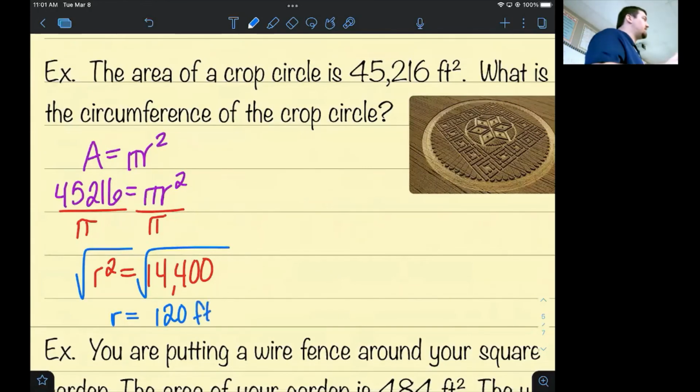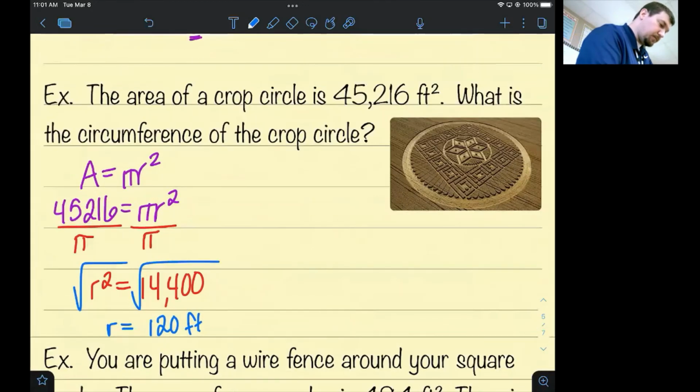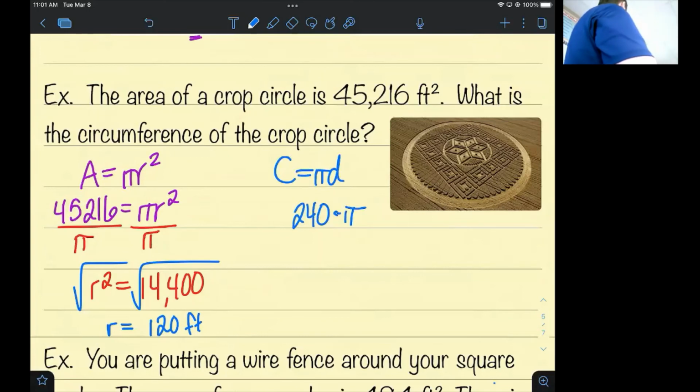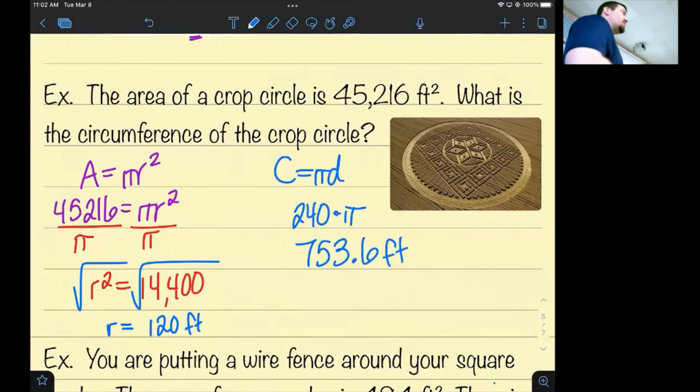Now, how can I use that to find its circumference? Go ahead, Carter. It'd be pi times diameter. Okay, so do 120 times 2. 240. 240 is our diameter times pi. Go ahead and tell me what that is, Carter. That's exactly right. We find the diameter of the circle, which is 240, times pi. And what do you get? 753.6. All right, and that would be labeled in just feet, not feet squared, because it's just a distance around the circle. Once upon a time, we were finding circumference and area a lot, right? For our geometry unit that we did.